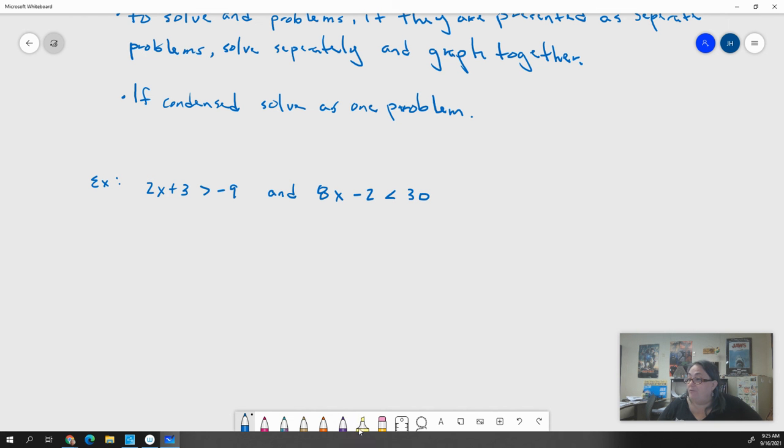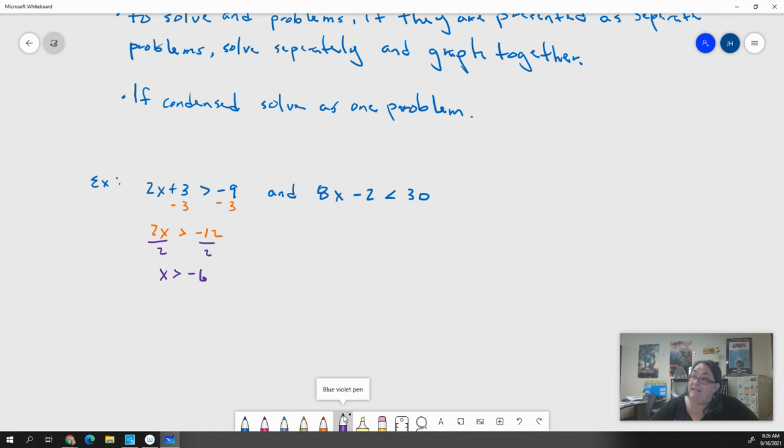We're just going to go ahead and solve each of them individually. Here I have 3 being added, 2 being multiplied. So I'm going to start by subtracting 3. And I would have 2x is greater than negative 12. And then I've got the 2 being multiplied to it. So I'm going to go ahead and divide out the 2 on both sides. And I get x is greater than negative 6. Right? I didn't multiply or divide by anything negative, so I didn't have to flip the signs.